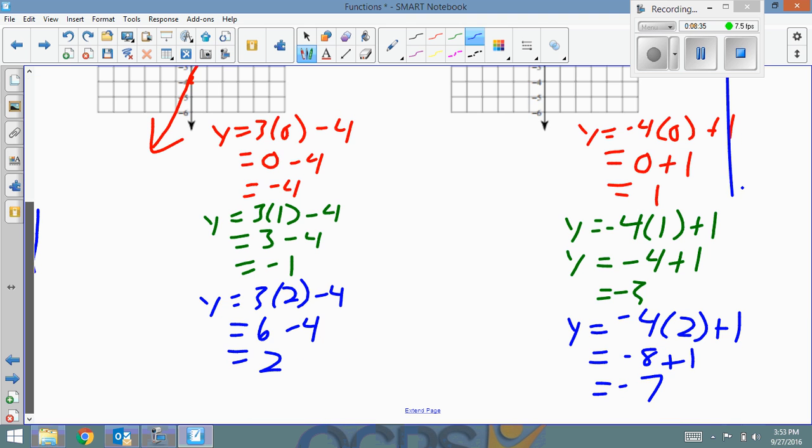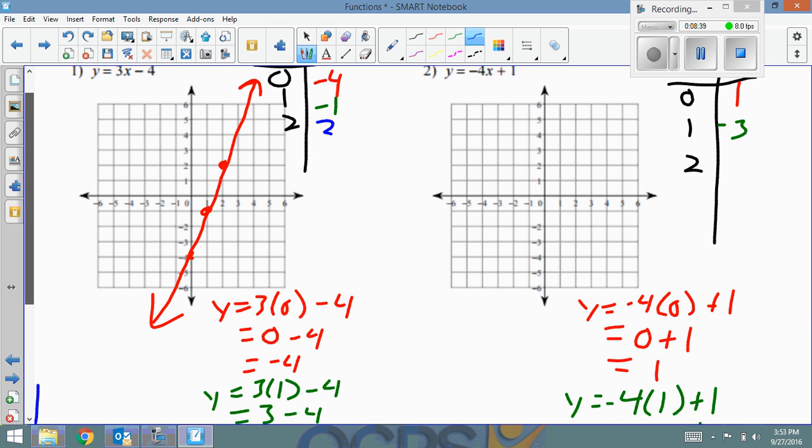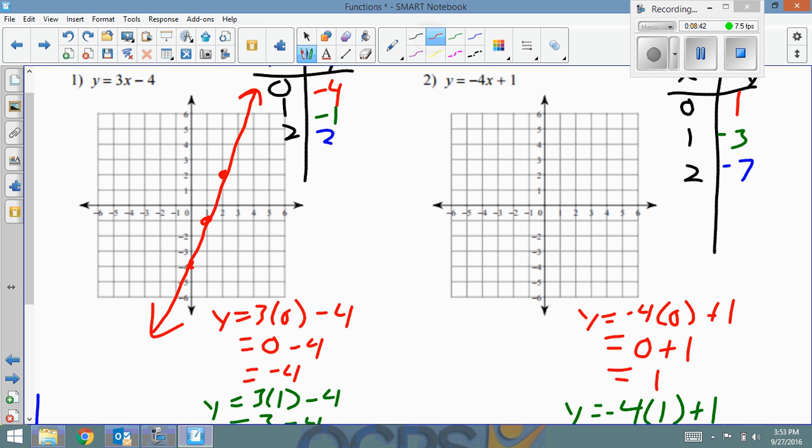Okay, so we're going to graph each one of those. So 0, 1 is here. 1, -3 is here. And then we can't go to -7 because we don't have enough room on the graph, but that's okay because if we have 2 points, we can graph a line and we connect them. And there we go.